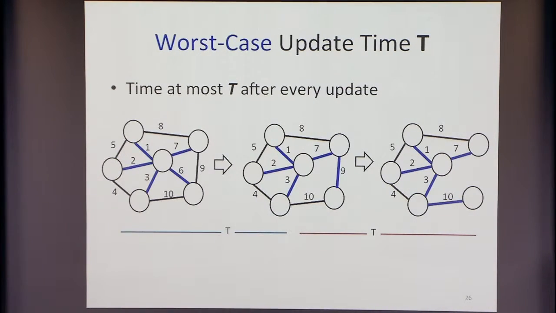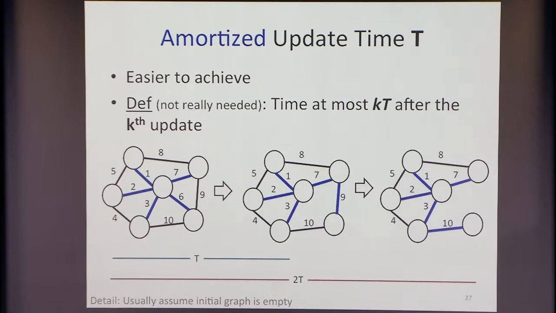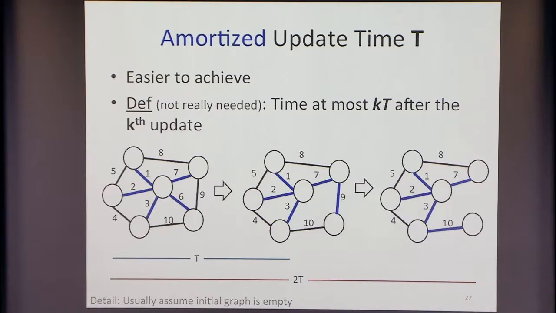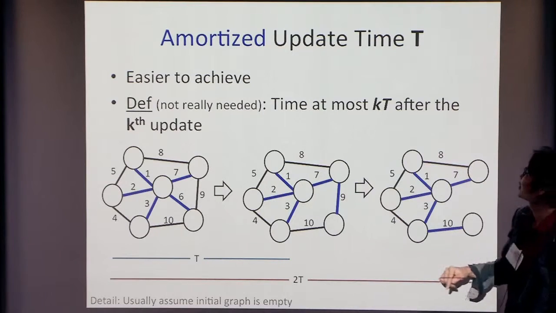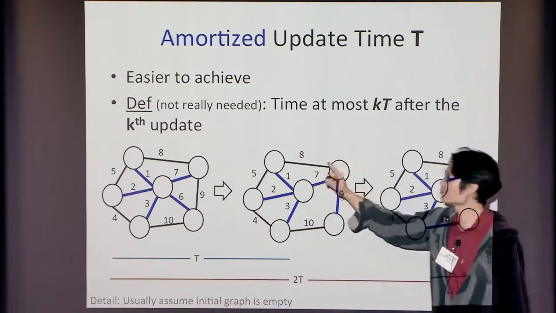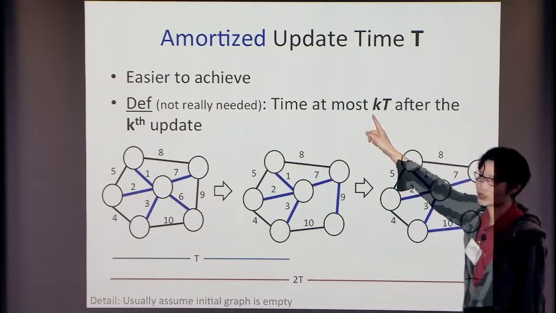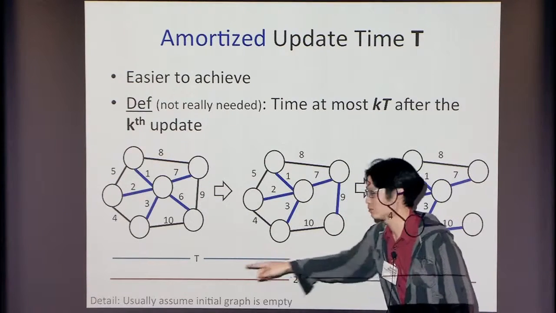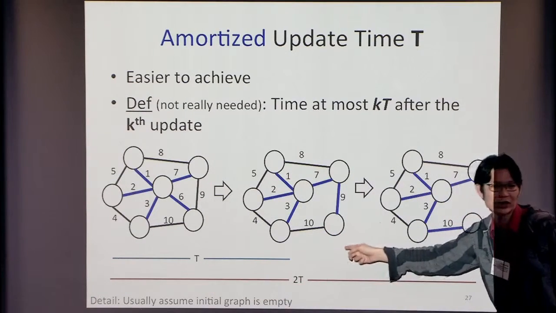It's called worst case because we want to contrast it with something called amortized, which, if you are not familiar with all this, just remember that it's easier to achieve. You don't really have to understand the notation. But as a quick reminder, you have amortized time t if after k updates, the time that you need in total is kt. So you just count from the beginning every time here. It's not like you start here.